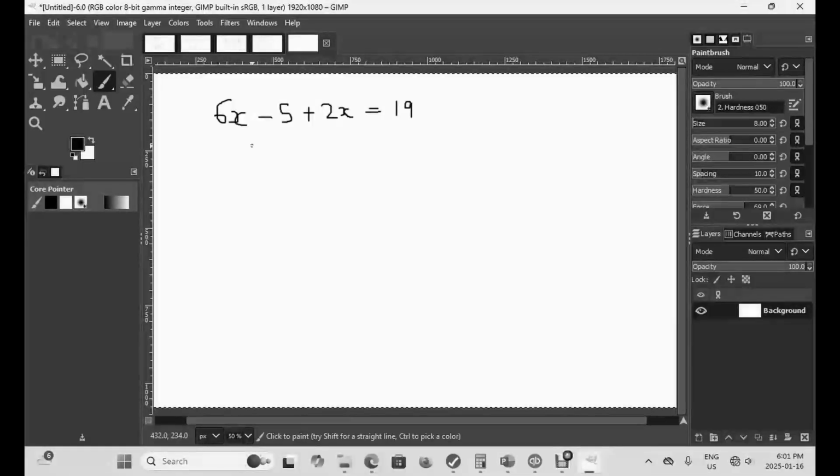So 6x plus 2x equals 19 plus 5. So 6 plus 2x is 8x, equals 19 plus 5 is 24. So we know that x equals 24 divided by 8, which is 3.